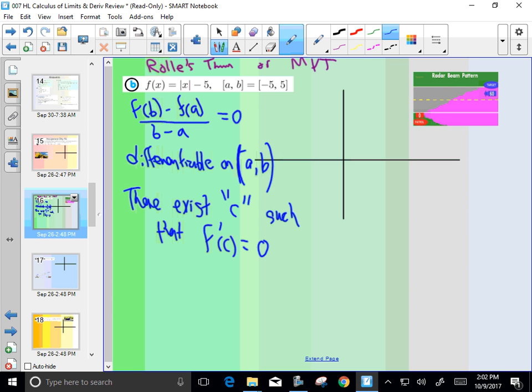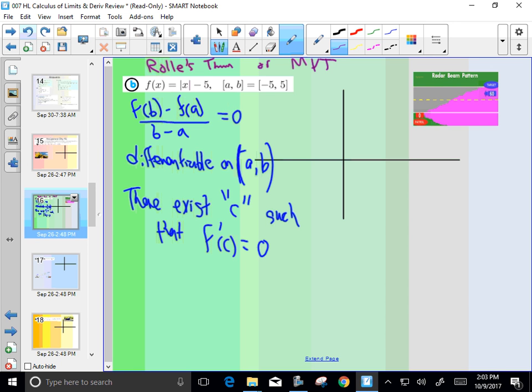Do you remember what mean value theorem was? Same thing, except this is M, a different slope other than 0. Everything else is the same for mean value theorem. And we'll get to those too, but let's do this one first.